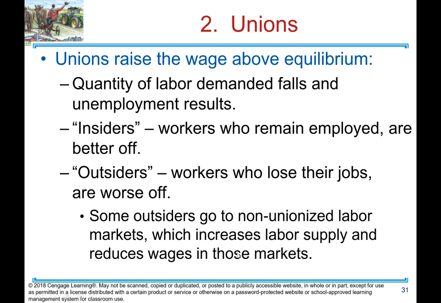Unions raise the wage above equilibrium. The quantity of labor demanded falls and unemployment results. It creates an insider-outsider problem. Insiders are workers who remain employed and are better off because they are receiving higher union wages. Outsiders are workers who lose their jobs and are clearly worse off. Some outsiders go to non-union labor markets, which increases labor supply and therefore reduces wages in those non-union markets.